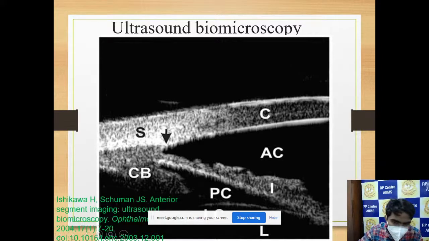anteriorly the corneal endothelium lining, and posteriorly the anterior surface of the iris. Where the ciliary body band is seen, we will see open angles, and this is the angle where we can see Schlemm's canal opens and it gets collected into the collector channels.